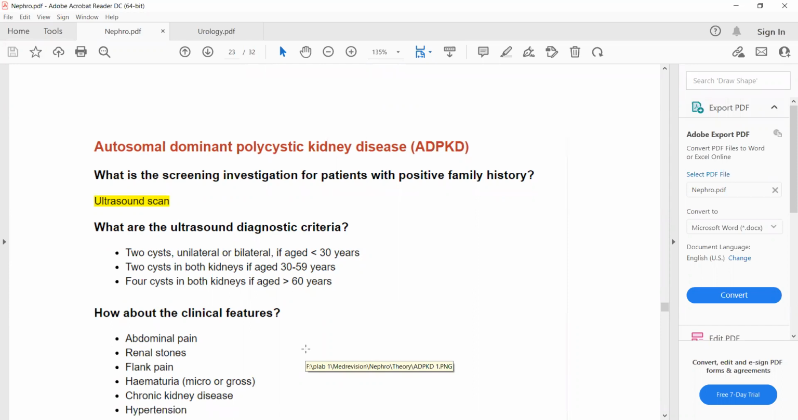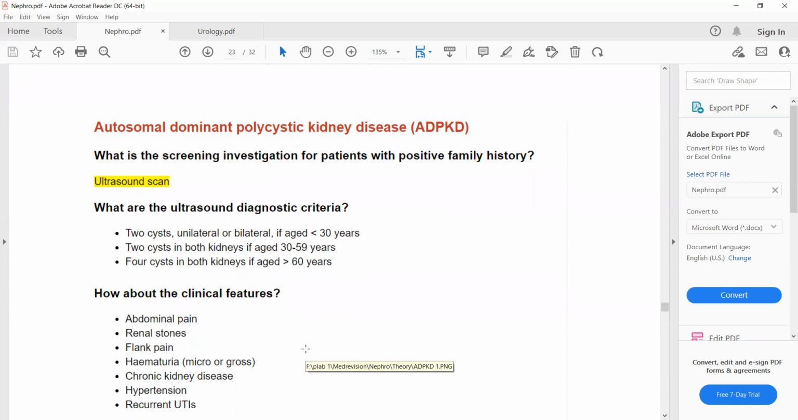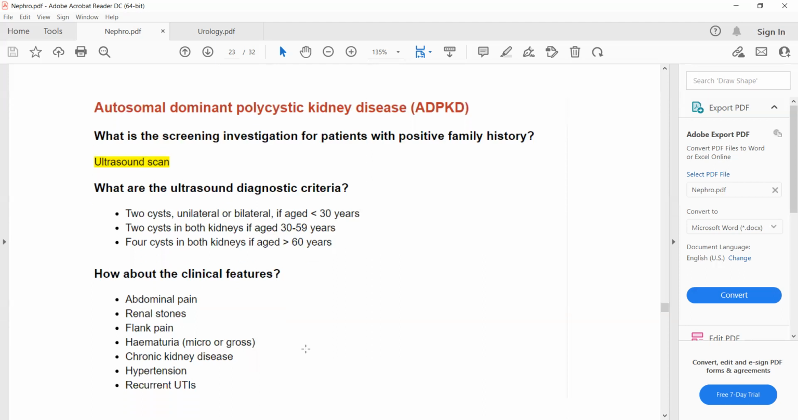The ultrasound diagnostic criteria for autosomal dominant polycystic kidney disease include two cysts, unilateral or bilateral, if the patient is less than 30 years of age. So if the patient age is less than 30 years, then two cysts, either unilateral or bilateral, will make a diagnosis of polycystic kidney disease. But if the person is 30 or above 30 and below 60, then two cysts in both kidneys should be present. And if the person is aged above 60 years, then four cysts in both kidneys should be present to make a diagnosis of adult polycystic kidney disease.